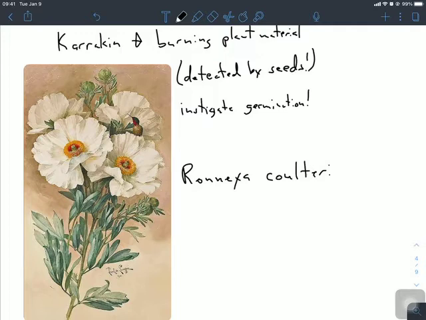In another batch, I added liquid smoke, which contains carrageenans. And in that batch, I got greater than 95% germination. So it's pretty cool to watch how this plant, even though I was giving it the correct water, the correct soil, the correct environment for germination, because it didn't detect burning, it did not germinate.